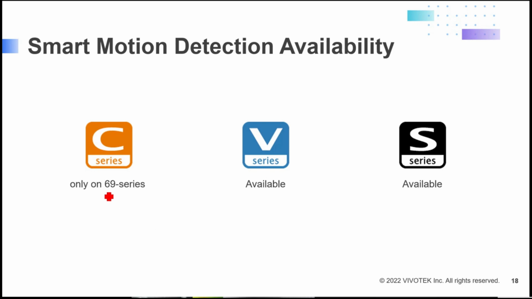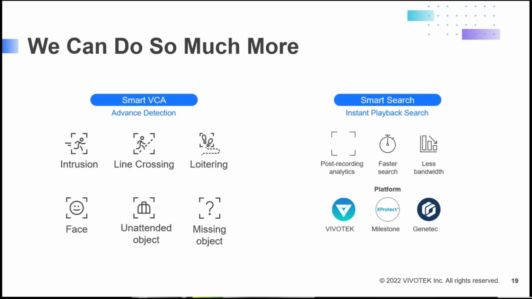This is the C series, and the answer is 69. You're right. For V, it's available on all of them by default. For S, it's all of them by default. Okay. Now we can do a lot more.